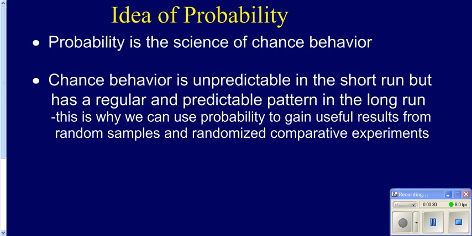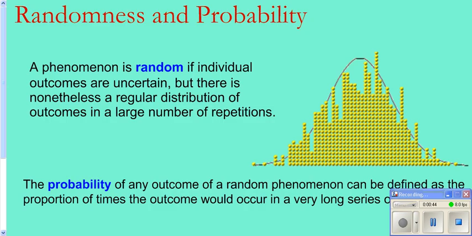And so then we can use the idea of probability to draw conclusions when we're dealing with random samples or random comparative experiments. Now, a random phenomenon, there's no way to predict what's going to happen next. But a lot of times with random phenomenon, there's an overall pattern that ends up showing up once that has been done multiple times or a large number of times.